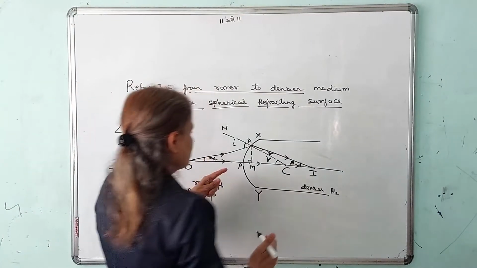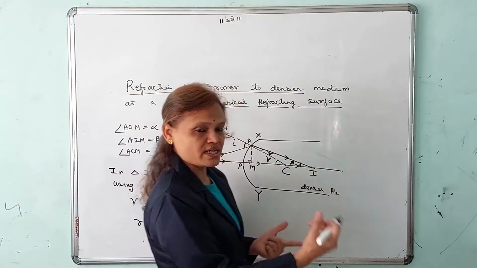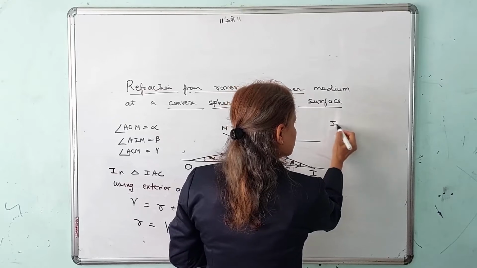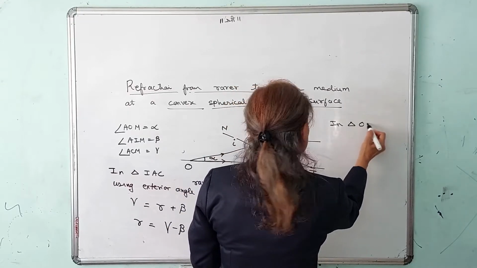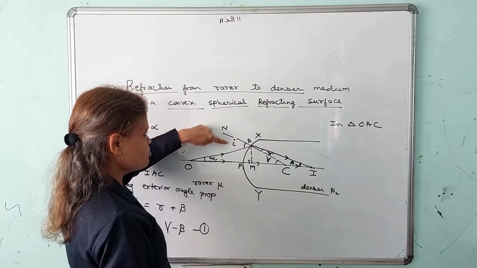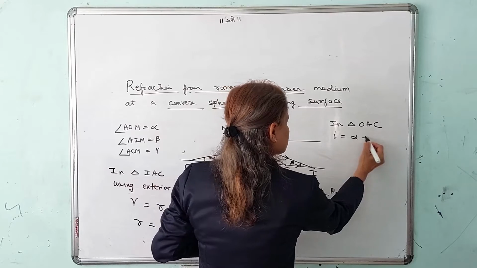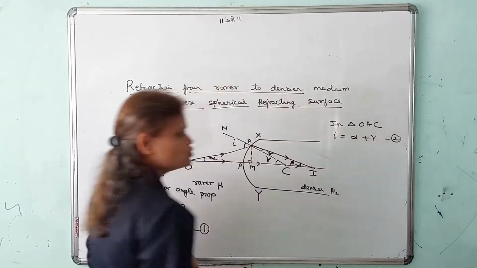Then we are going to take triangle OAC and again use the exterior angle property. So in triangle OAC, if you use the exterior angle property, i will be equal to alpha plus gamma. That is equation 2.